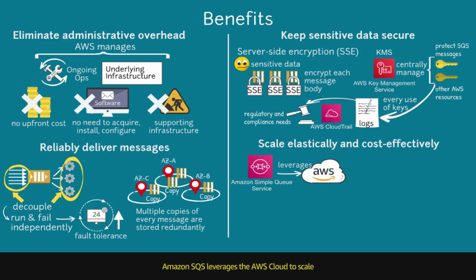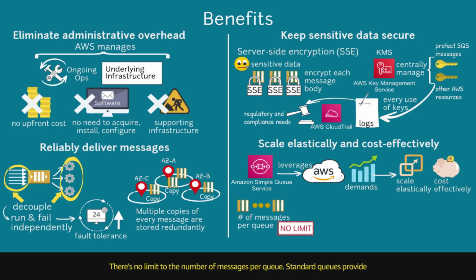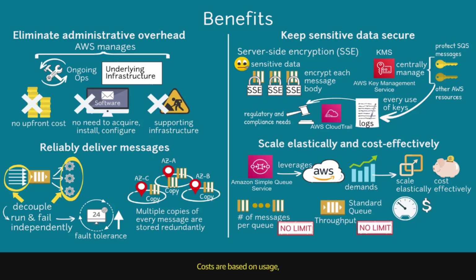Amazon SQS leverages the AWS cloud to scale elastically and cost-effectively, based on demand. You don't have to worry about capacity planning and pre-provisioning. There's no limit to the number of messages per queue. Standard queues provide nearly unlimited throughput. Costs are based on usage, which provides significant cost saving versus the always-on model of self-managed messaging middleware.